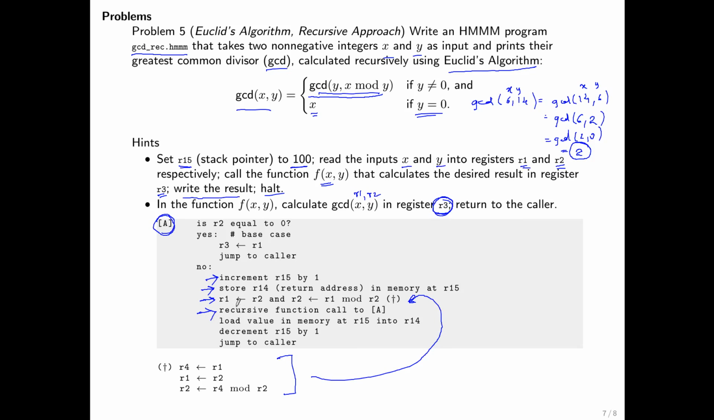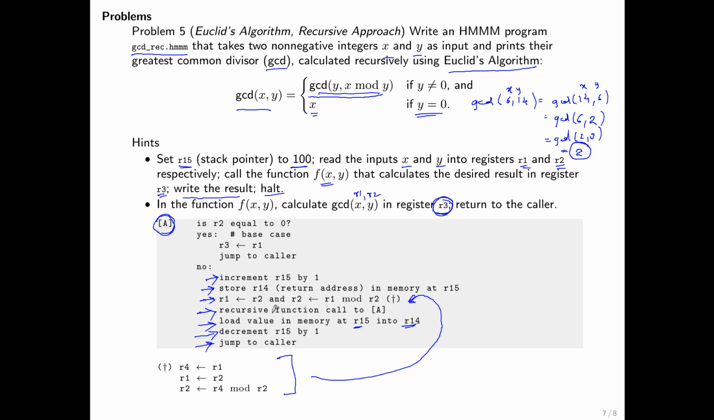And then when the recursive call returns, what you need to do is load the value in memory at R15 into the register R14. Okay, load the return address from memory into R14 and then decrement the stack pointer by 1, right? And then jump to the caller, right? Jump to whatever the location is that is given by R14. Okay.